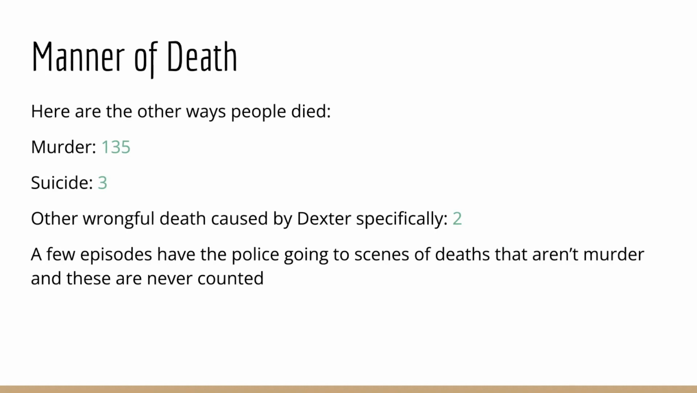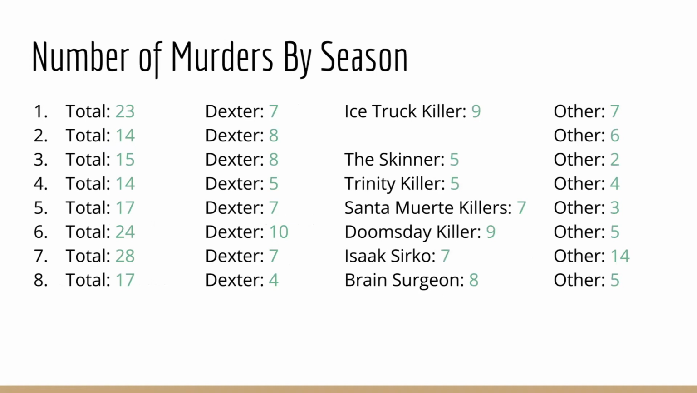And a few episodes do have the police going to scenes of deaths that aren't murder, maybe like a car crash or something, but these are not counted. And so the total number of murders by season: in Season 1, there's 23 deaths, Dexter kills 7, and the extra killer kills 9, and then the other 7 are committed by other killers. Season 2, there were 14, and 8 by Dexter and 6 by other.